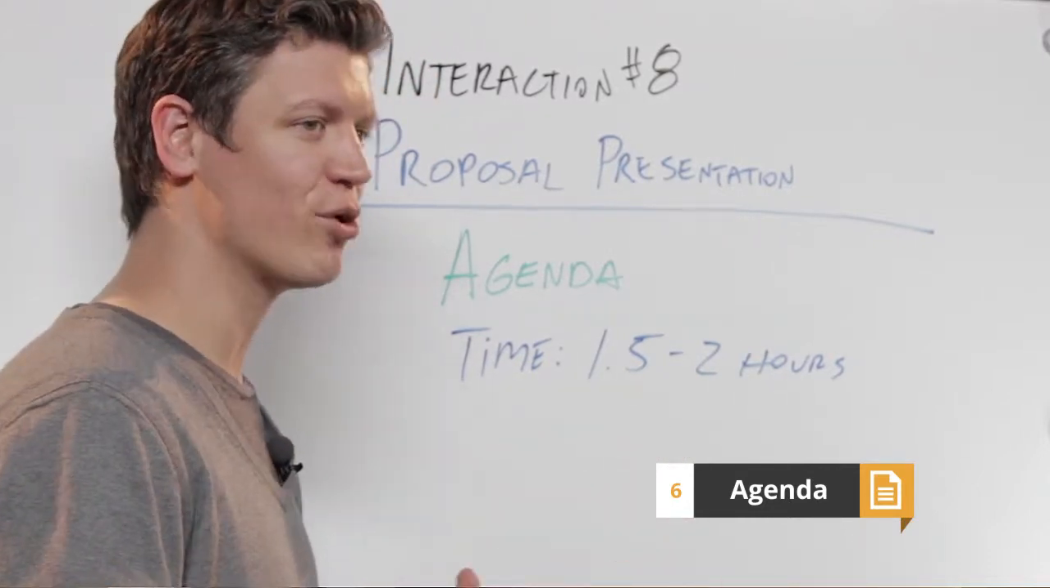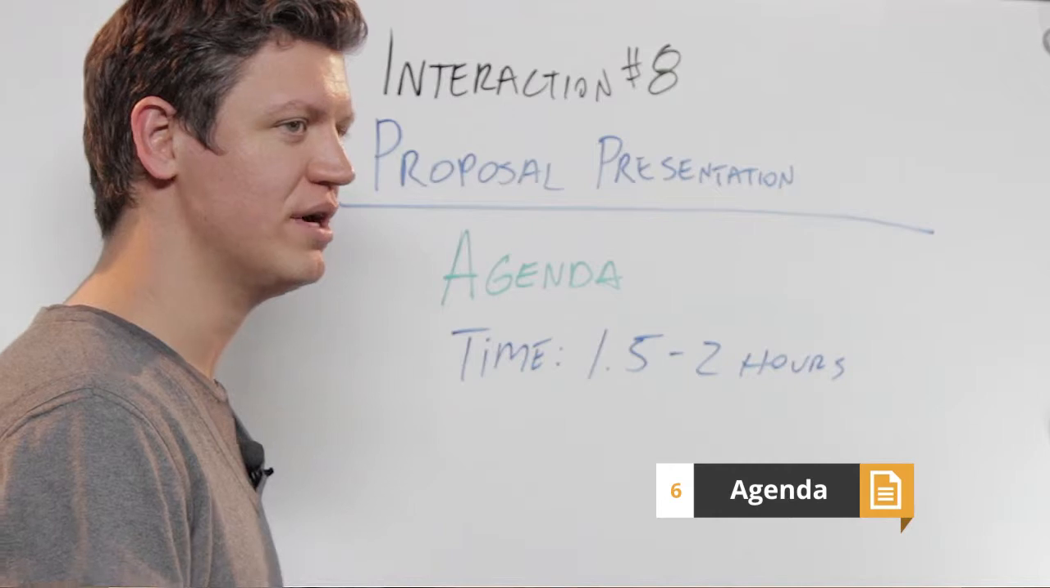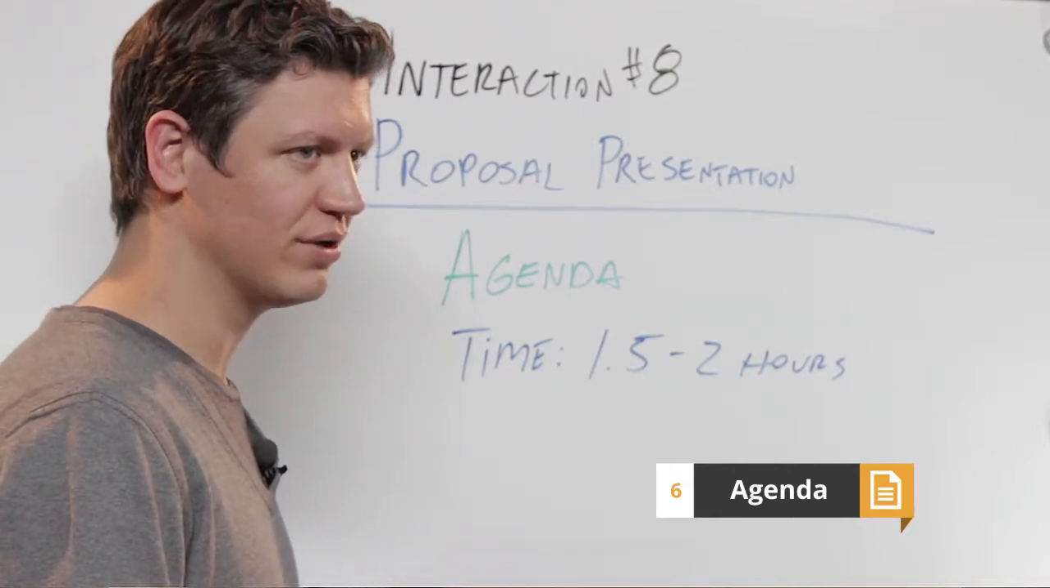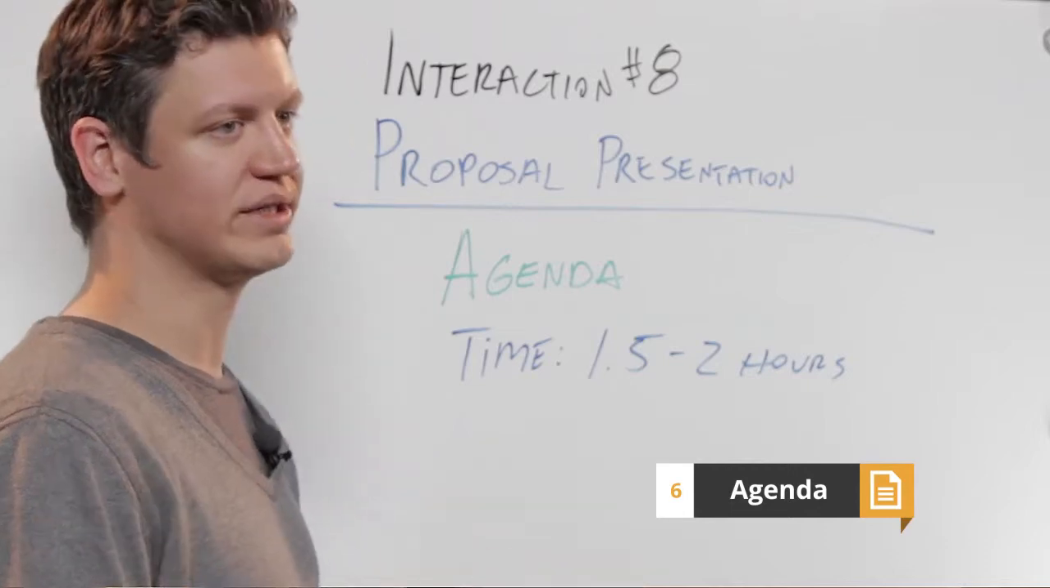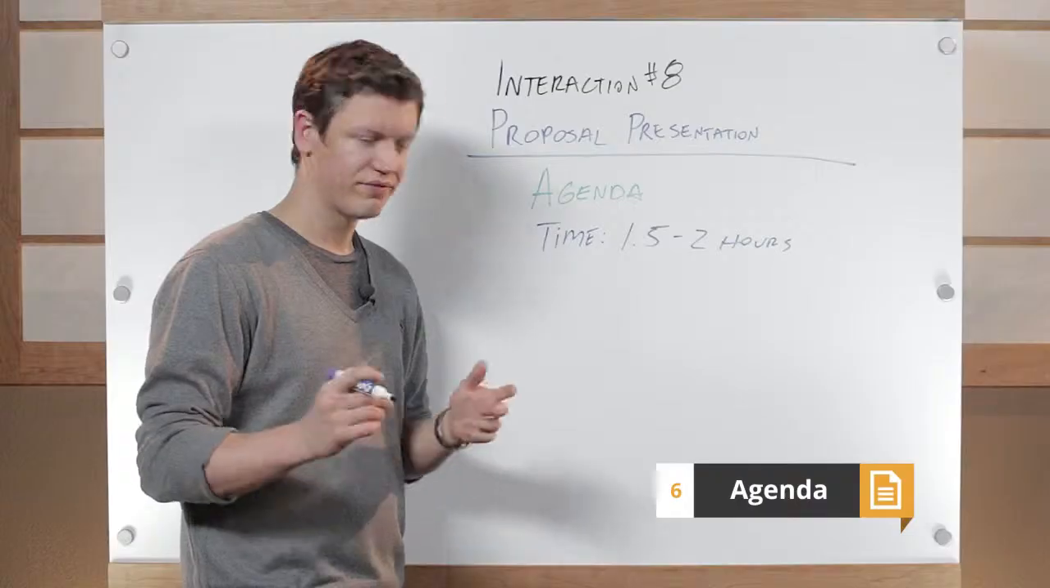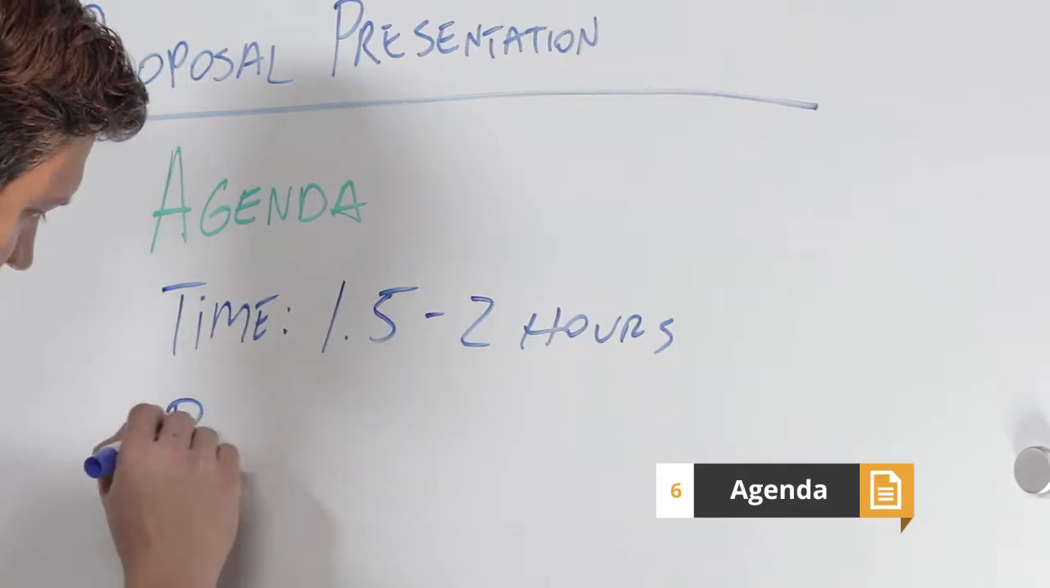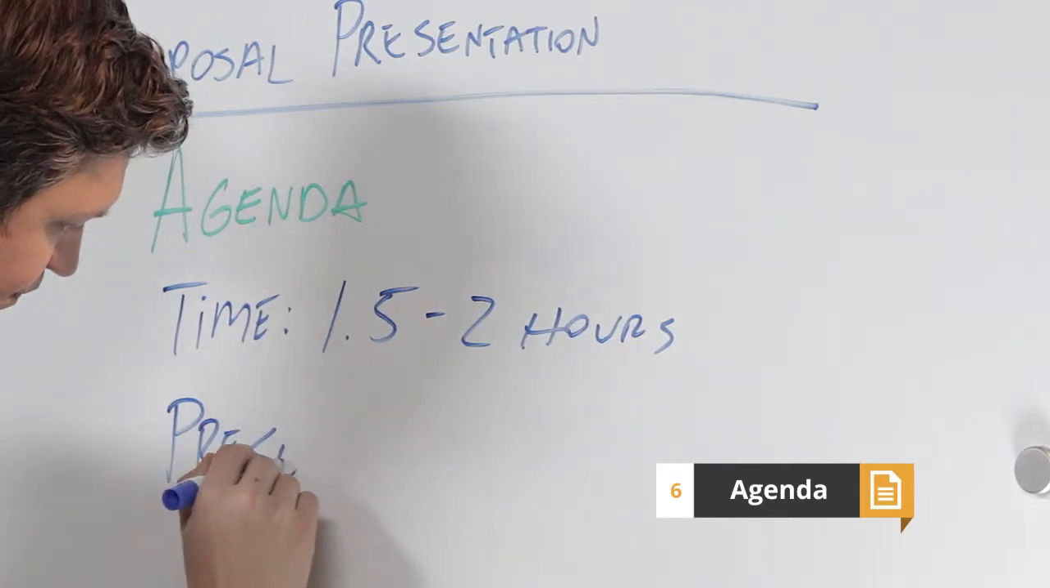You're usually not going to spend more than 2 hours with a prospective customer in an individual meeting. A lot of times you might be just hitting 1.5 hours, but you want to give yourself a good block of time to do the proposal presentation. The first part of your meeting, of course, is going to be to present the proposal.